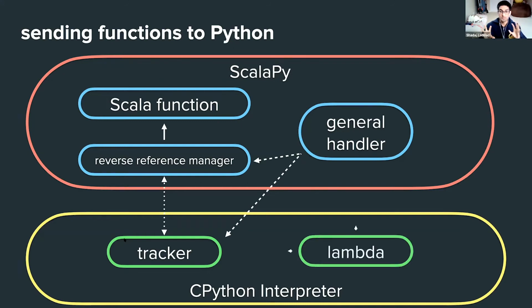With all these pieces in place, we can just create a lambda that says my implementation is the general handler, but I also want to associate this tracker with it, so that when the general handler is called, it can look at the tracker, pull up the Scala function associated with that tracker, and execute it. And so in this way, we're able to send Scala code into Python while making sure that all the references are being handled safely.